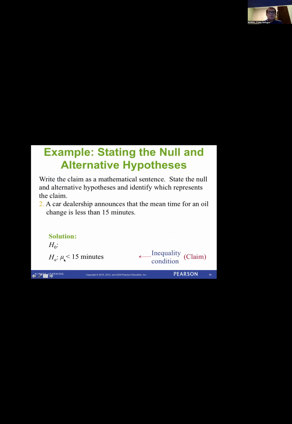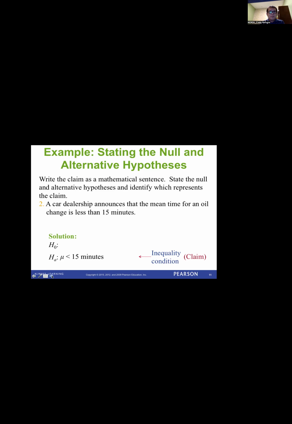So we have now mu less than 15 minutes. So our k is 15 minutes. We're not going to use k anymore because we have a specific value of k. And why are we using mu? Because the given is in terms of other units, not in terms of percent.